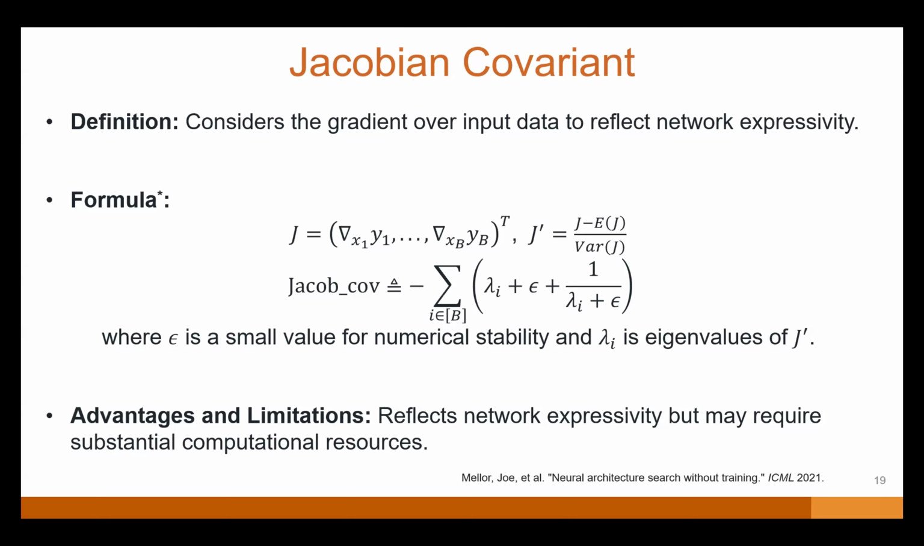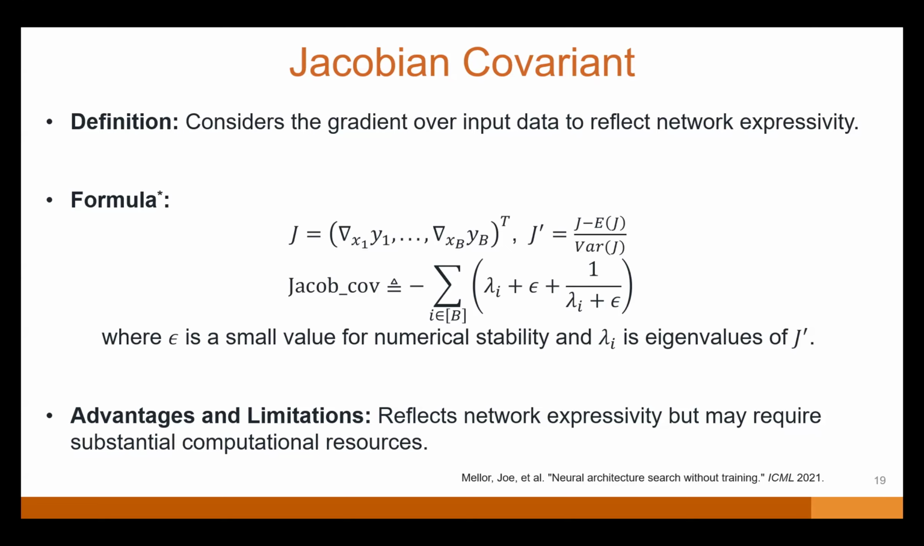So why is this great? It's great because it gives you a sense of the sensitivity of the output with respect to the inputs. The way you build this is by building this covariance matrix, collecting all these gradient calculations, finding a normalized version of it, then computing the eigenvalues. And then these eigenvalues are used to compute this proxy, the Jacobian covariance, which has this lambda as the eigenvalues and some small value added here for numerical stability.